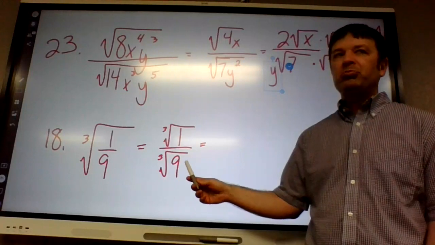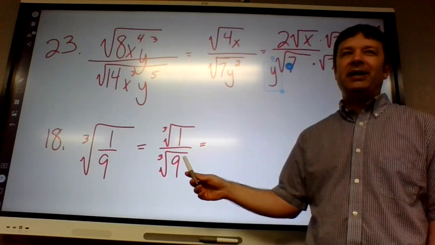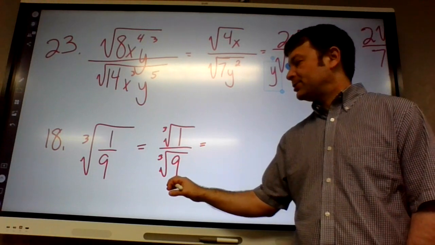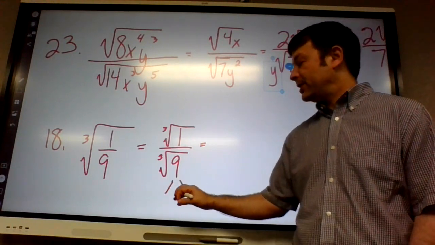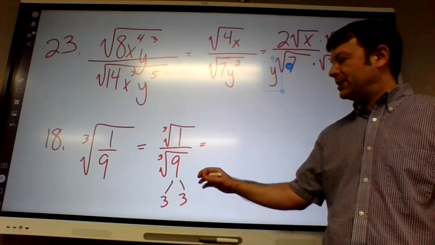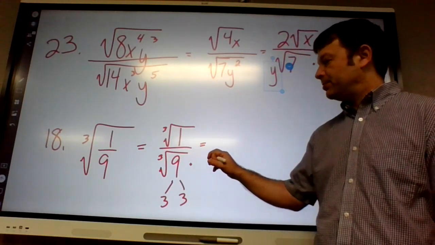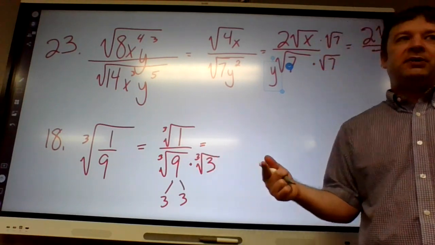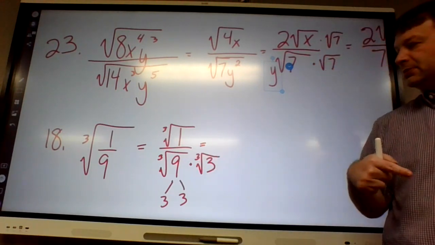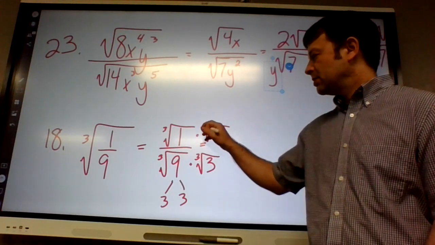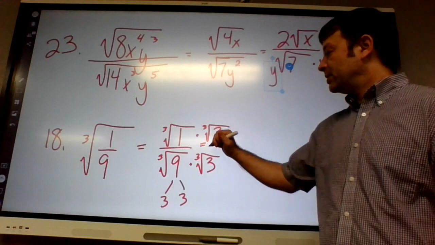You can multiply it by. Does 9 have a cube root? No. It has a square root, right? Because it's 3 times 3. So since there's already 2 3's in it, if we just give it one more, 27 does have a cube root. So I'm going to multiply by 3.